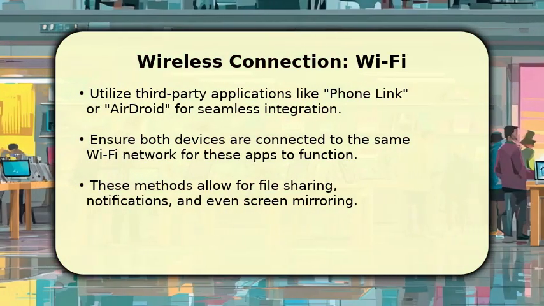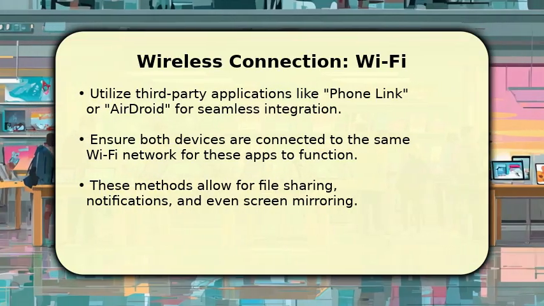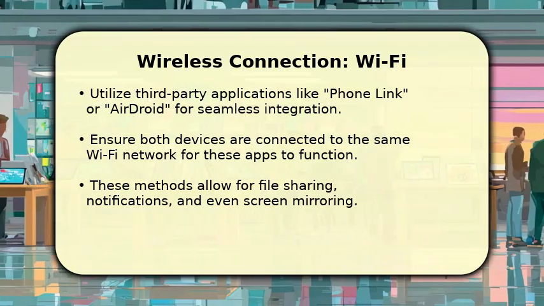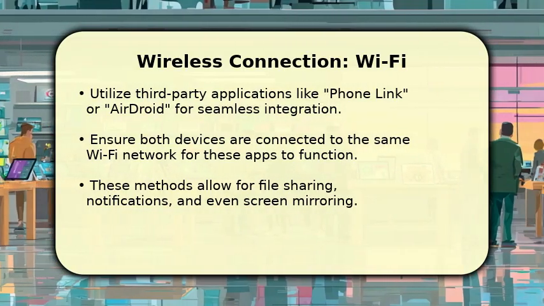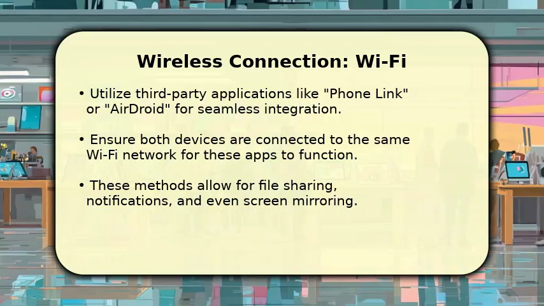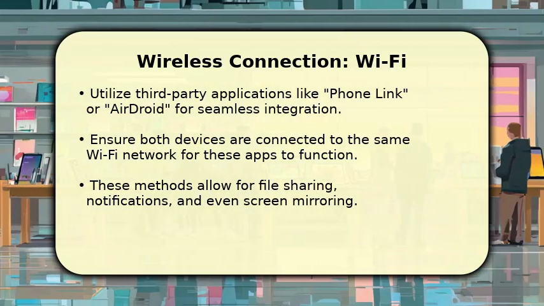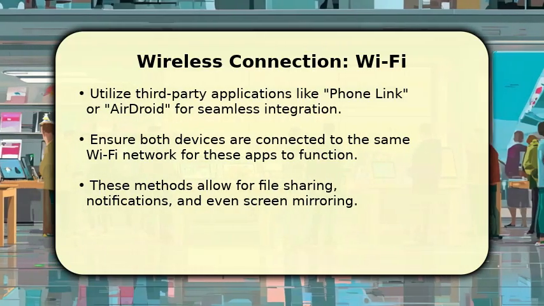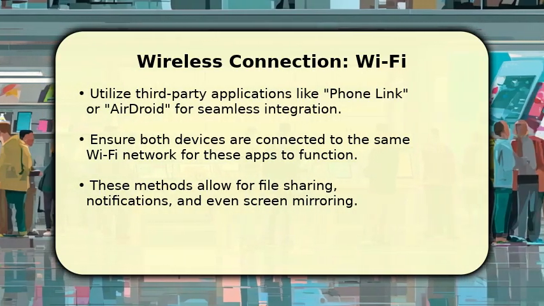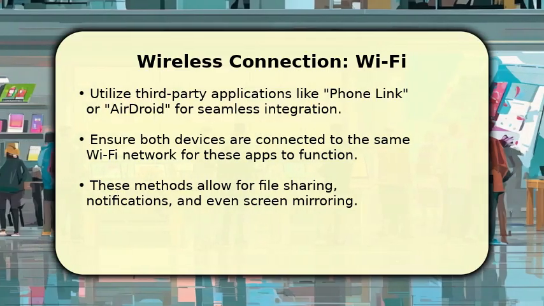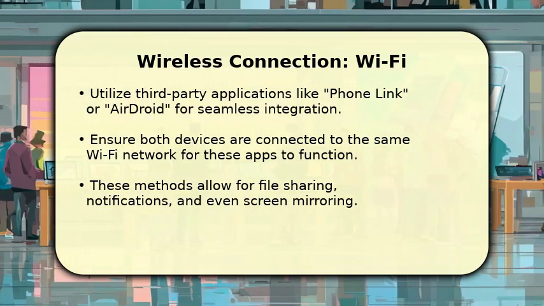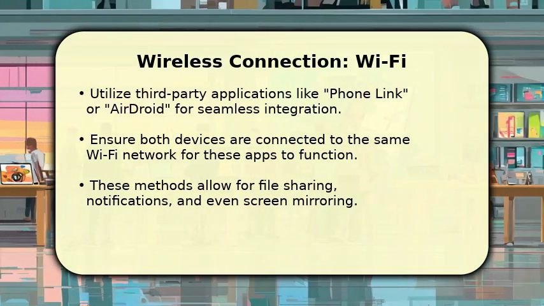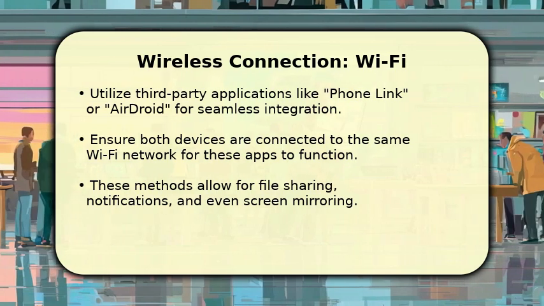Another powerful wireless method involves using Wi-Fi and dedicated applications. Tools like Microsoft's Phone Link or AirDroid allow for extensive integration. Ensure both your phone and laptop are connected to the same Wi-Fi network. Install the respective app on both devices and follow the on-screen instructions to link them. This enables features such as seamless file sharing, synchronized notifications, and even mirroring your phone's screen directly onto your laptop.